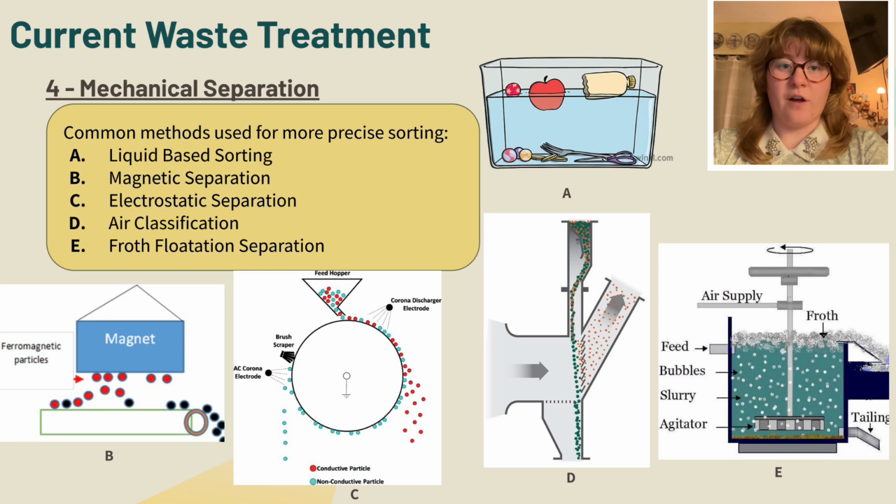Lastly, there's froth flotation that separates material based on surface chemistry. This is where air bubbles are produced in an e-waste slurry, and when bubbles rise, the hydrophobic particles within the e-waste attach to the bubbles and rise to the surface froth.